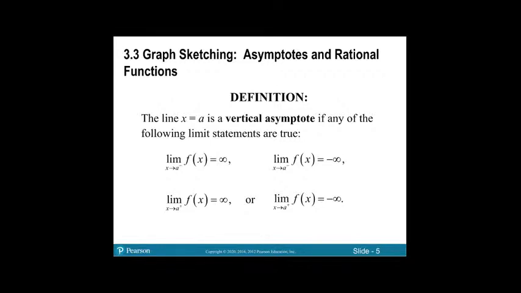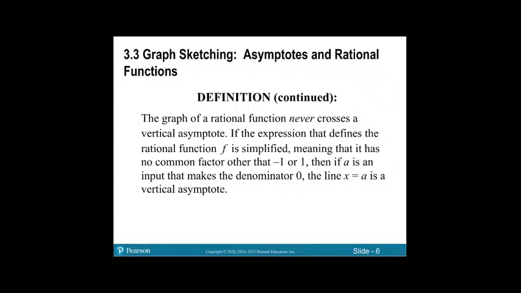Okay. So the graph of a rational function never crosses a vertical asymptote. If the expression that defines the rational function f is simplified, meaning that it has no common factors other than -1 or 1, then a is an input that makes the denominator 0. The line x equals a is called a vertical asymptote. So if we're simplifying a rational function and you get to a value that makes the denominator 0 and the numerator anything other than 0, that's going to indicate that we have a vertical asymptote, right? Some number divided by 0.